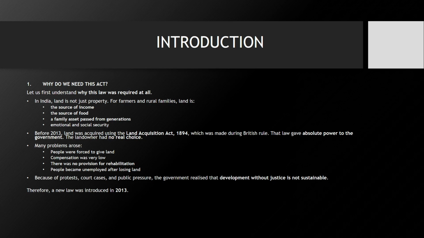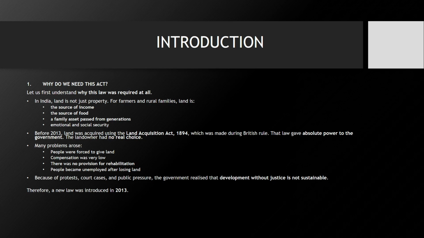So before 2013, land was acquired using the Land Acquisition Act 1894. So remember this year also, in the exam they can ask about the previous act, or you can say the name of the previous act also, which was made during British rule. That law gave absolute power to the government. The landowner had no real choice. So if the government wants, they can take your land and you cannot do anything. You can do nothing, literally nothing.